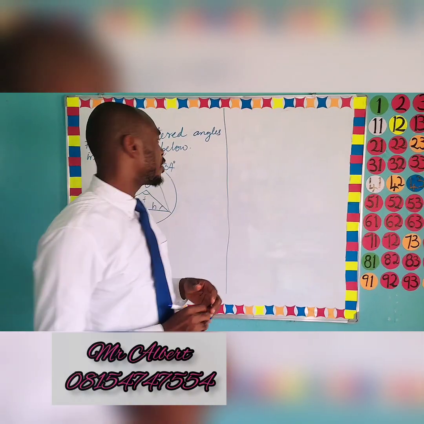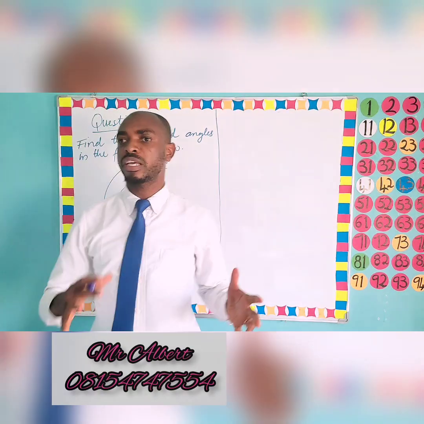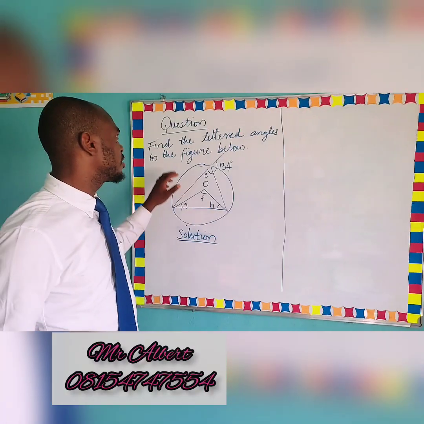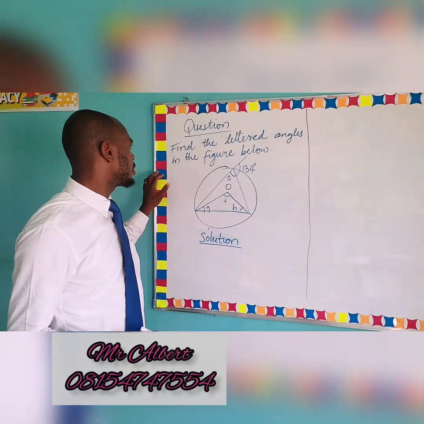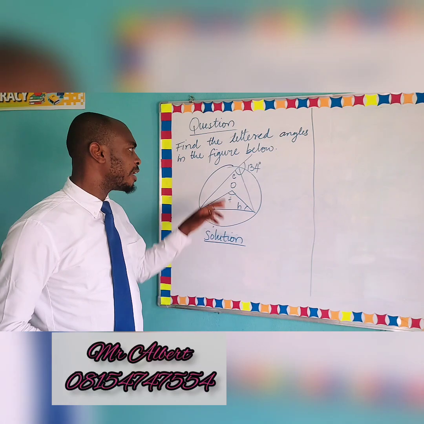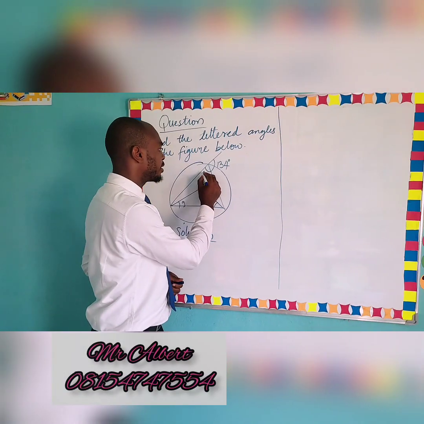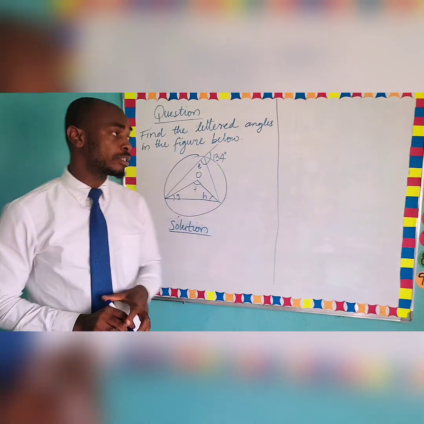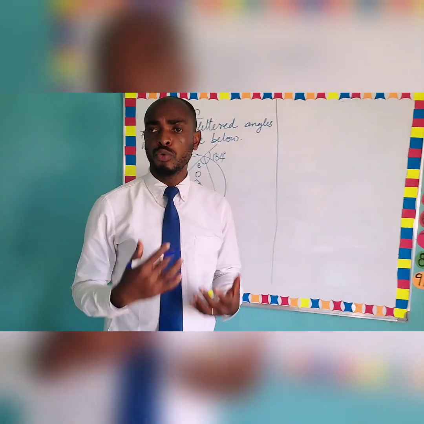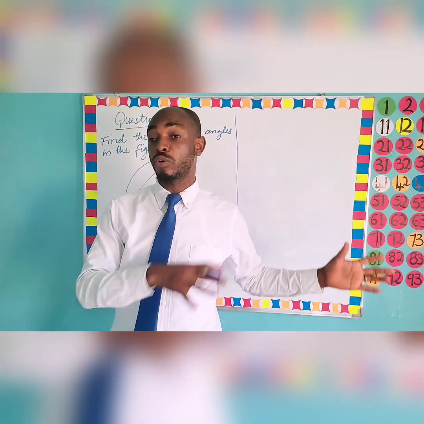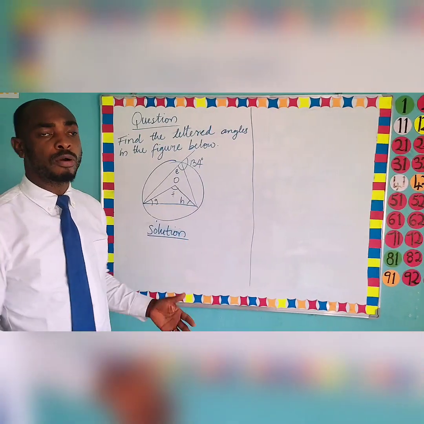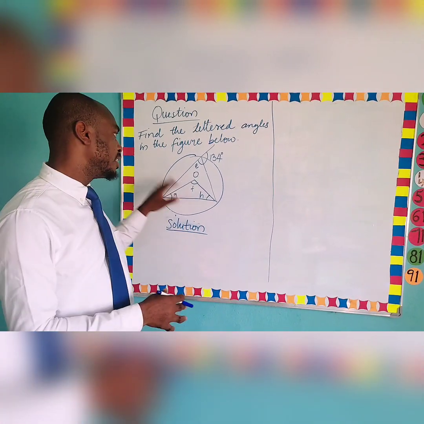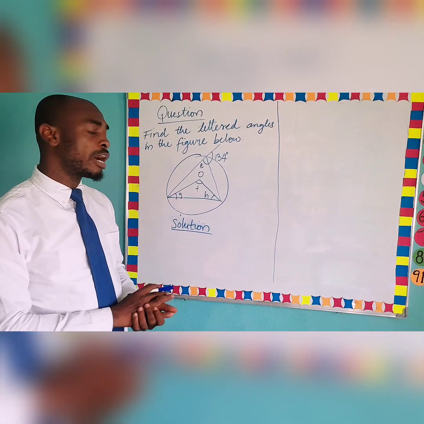We have a question on the board, and the question is on circle theorem, or circle geometry, as the case may be. The question says, find the lettered angles in the figure below. We have E, G, H, and A. We have to find these unknown angles following the rules guiding circle geometry. Now let us look at how to find them.